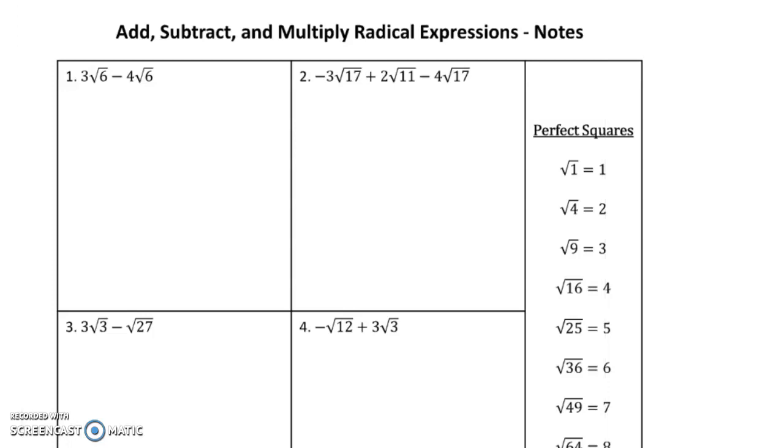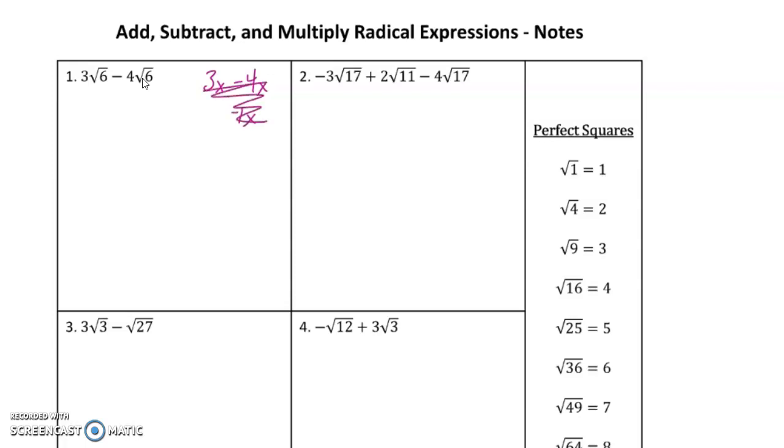All right, so today we're looking at adding, subtracting, and multiplying radical expressions, or expressions with square roots. On this first example, you can see they both have the same square root. They're both the square root of 6. So it's extremely similar to when we do 3x minus 4x. They're like terms, and we could just do 3 minus 4 and get negative 1x.